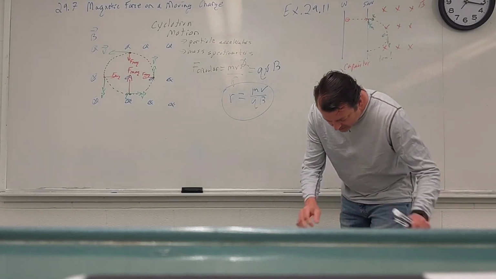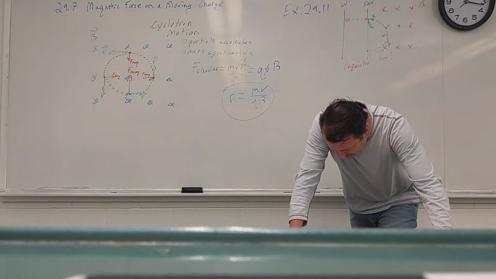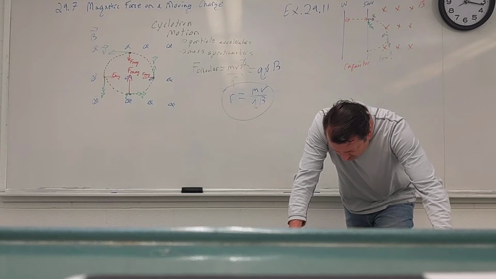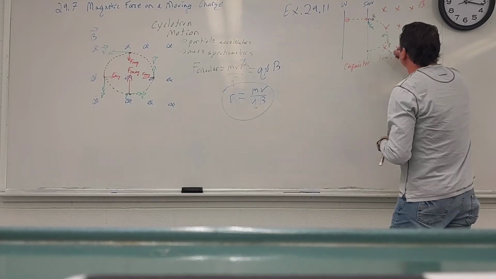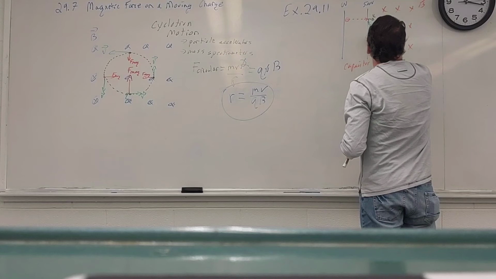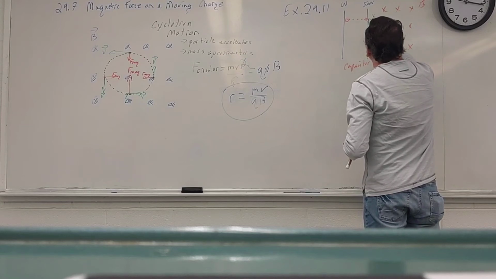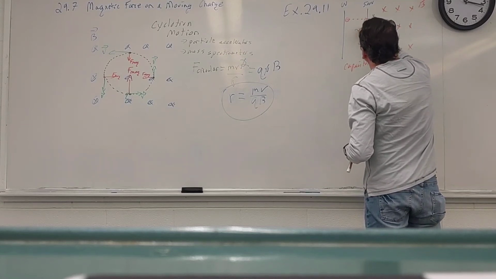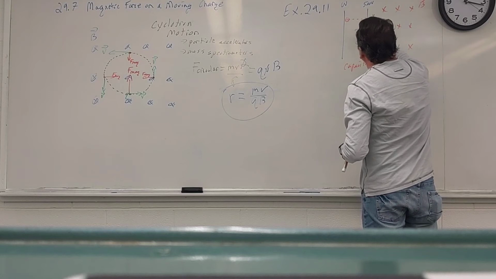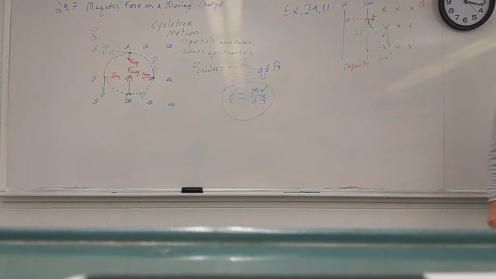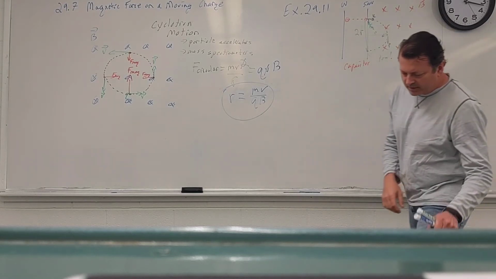So the question is, what they want to know is, what is this radius? Because this radius here would be 2 times that distance.